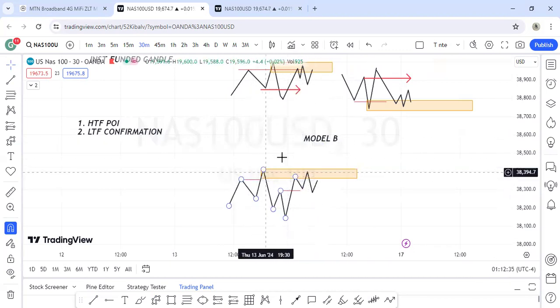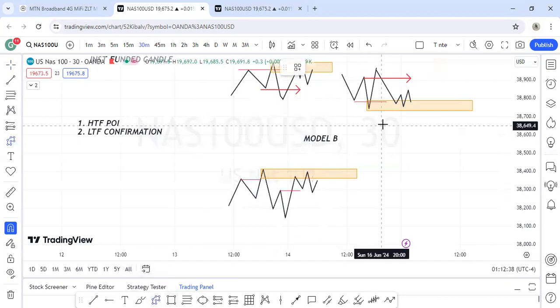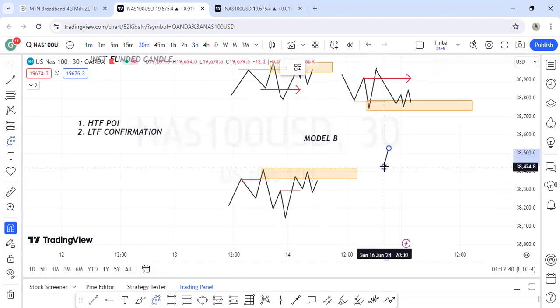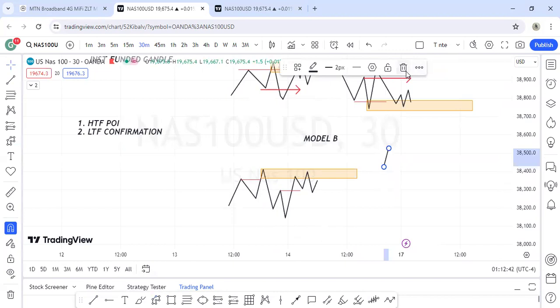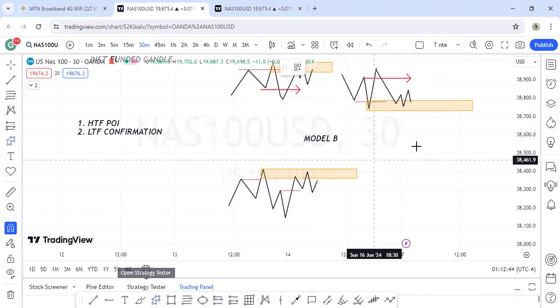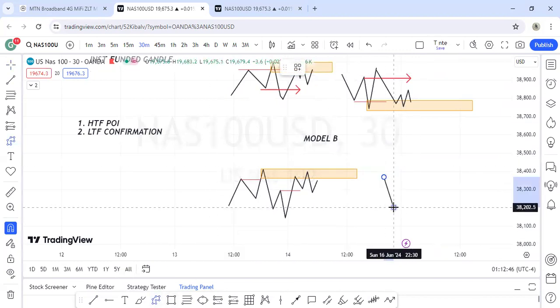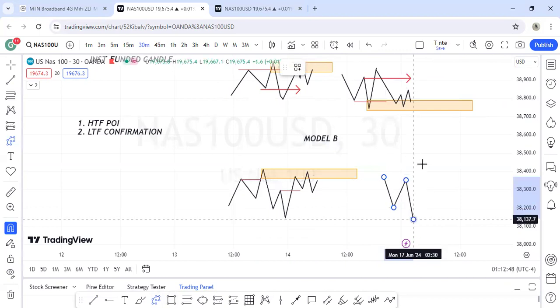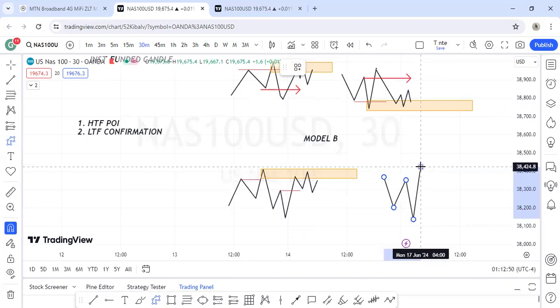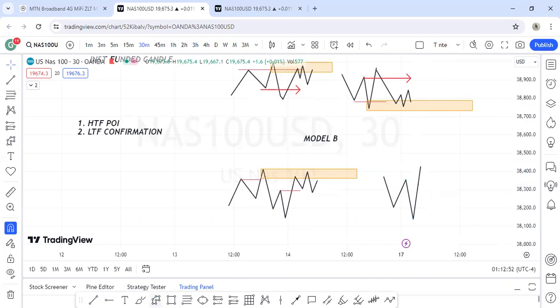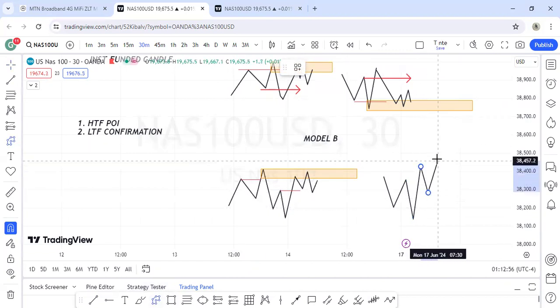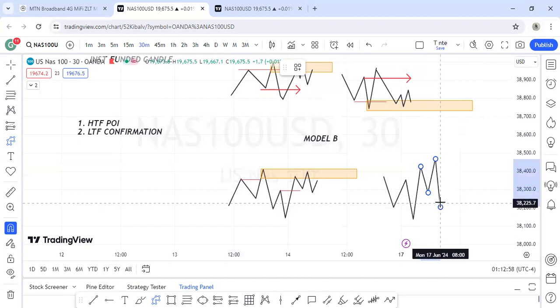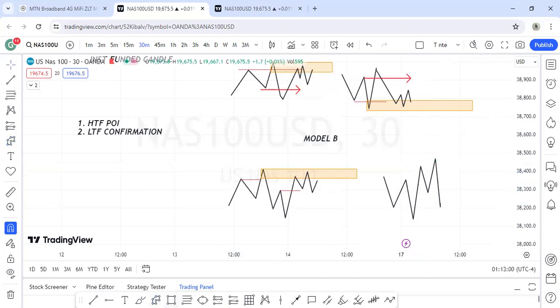And the same thing for a bullish scenario, right? Same thing for a bullish scenario. Model B is the one that has an inducement. So you see, the market creates that inducement before that POI, something like this, and then price comes back and taps in that POI. So this now becomes that POI. That's the area where liquidity was run.